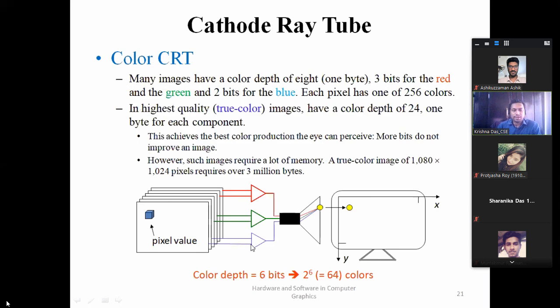Okay. In the next class we're going to discuss true color, how the bits are defined for red, green, and blue. You can see that 2 to the power 6, 64 colors, is possible for this example. Every pixel can have any of the 64 colors, because 2 bits are defined for each and every color gun. Okay. All right. Any questions do you have?